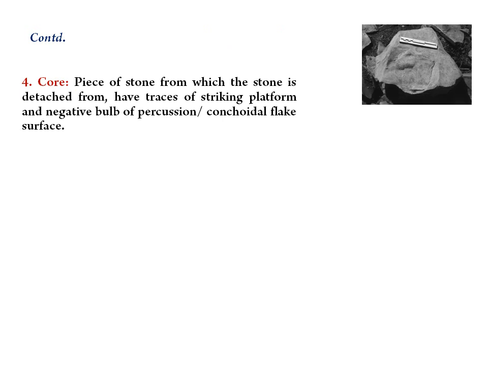Now what is a core? A core is a piece of stone from which flakes are detached, and it has traces of a striking platform, a negative bulb of percussion and conchoidal flake scar surfaces like this. If you see here, there is a conchoidal flake scar surface, there is a striking platform, and there is a complete removal of a large flake from the core. So a core is a piece of stone from which another piece is removed using the hammer or anvil method, where a flake is detached.